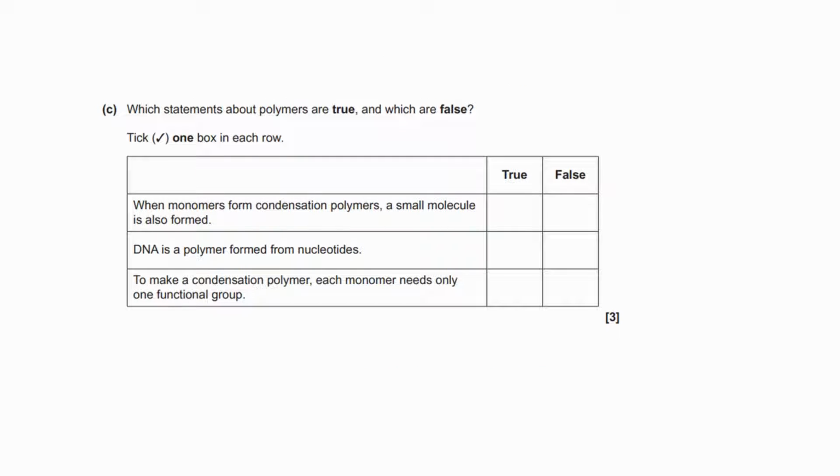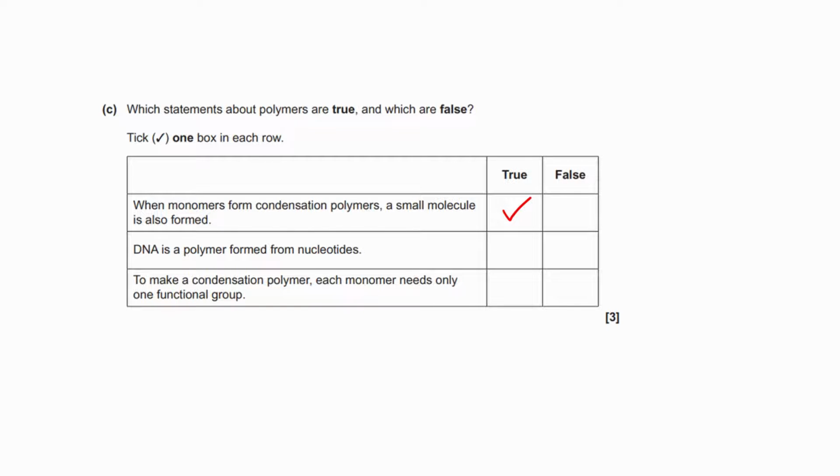And the last part: which statements about polymers are true and which are false? Tick 1 box in each row. So the first one, when monomers form condensation polymers, a small molecule is also formed. So that is true. In condensation polymerization, normally when the monomers come together, there's a small molecule formed, and most of the time that's water, H2O.